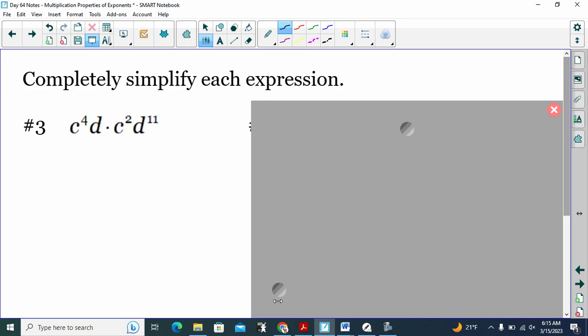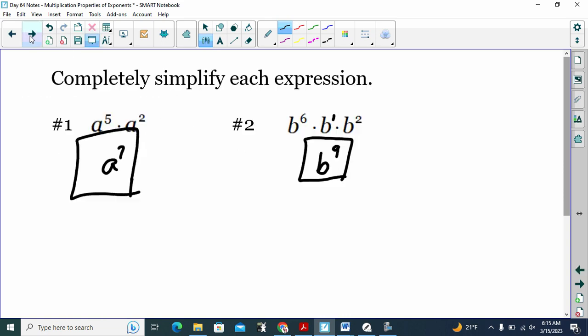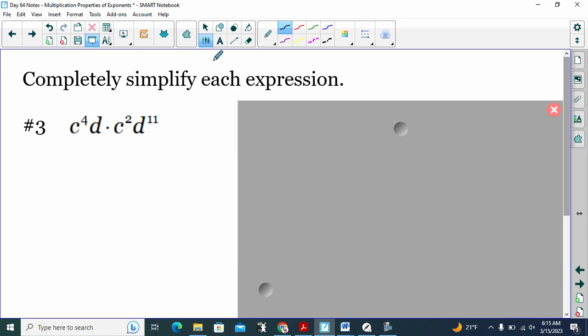Same directions. Number 3 says c to the 4th d times c to the 2nd d to the 11th. C to the 4th d times c squared d to the 11th. Remember, in order to add up the exponents, we said we have to have the same base. A and A need to be the same. So when I'm doing this one, I'm doing c to the 4th times c to the 2nd. I add the exponents when I multiply. 4 plus 2 is 6. C is to the 6th. And then the d's, I'm multiplying, so I add up those exponents as well. 1 plus 11 is 12. C to the 6th, d to the 12th.